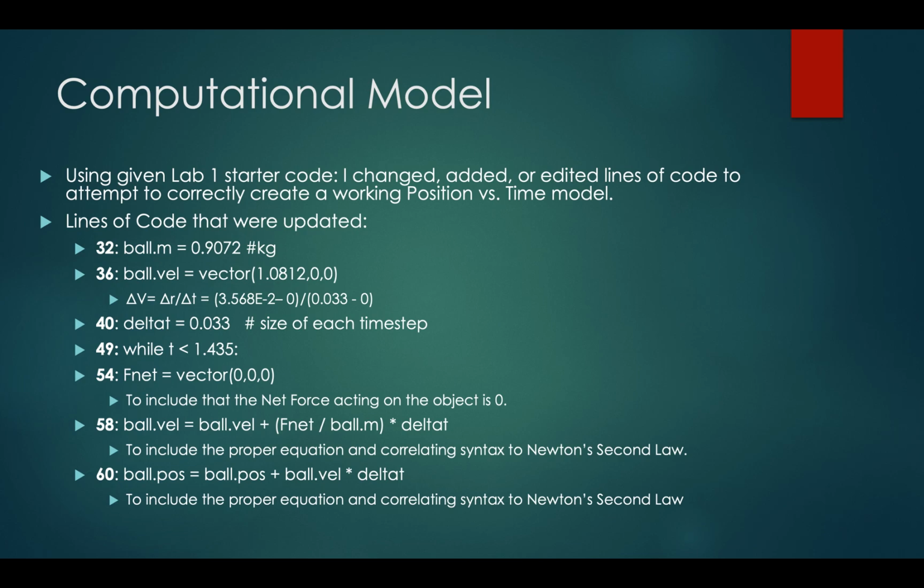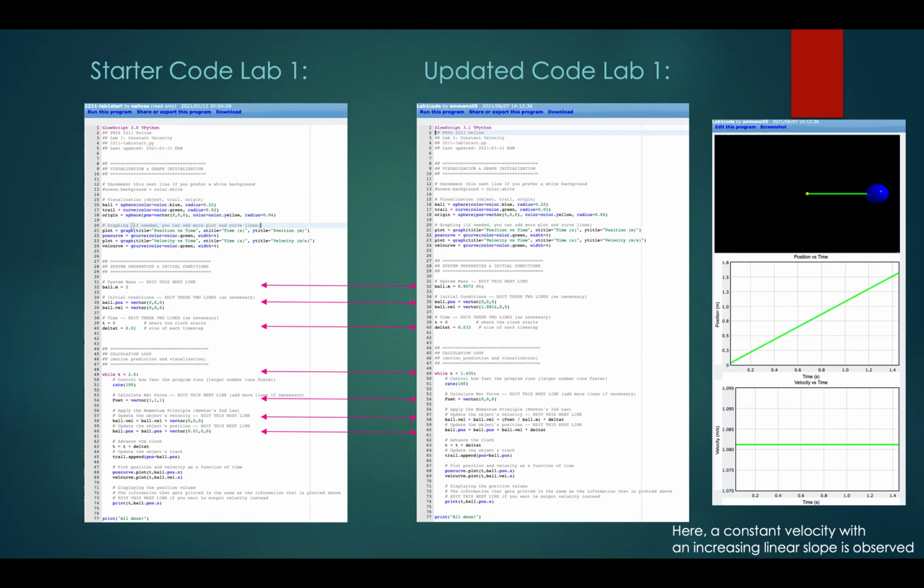Next, line 40 is updated to correctly represent the size of each time step, and in line 49, the while loop is updated to correlate to our time values in Tracker. Next, the net force is updated to equal 0 to include that the net force acting on the object is 0. And finally, lines 58 and 60 are updated to include the proper equation and correlating syntax to Newton's second law. Here, let us take a look at our starter code versus the updated lab code. When the program runs, this is what it presents on the right. Here, a constant velocity with an increasing linear slope is observed.